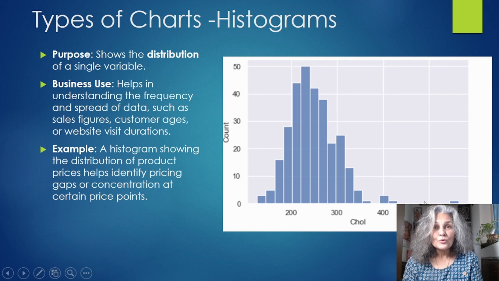These are known as the bins. And then what it does is it counts the number of data occurrences which are falling into each bin category and plots these as a bar chart. Now, a histogram is really useful for understanding a couple of things.